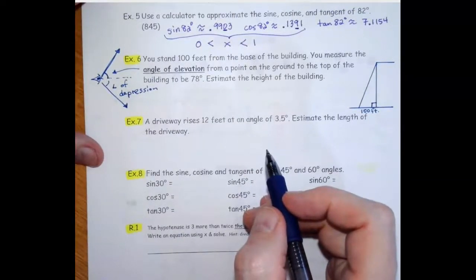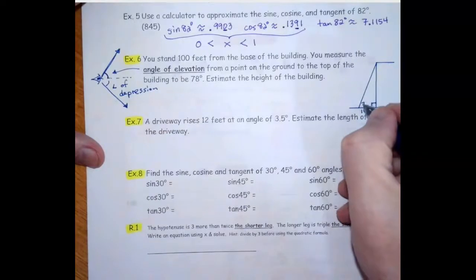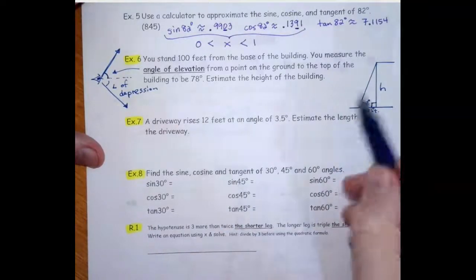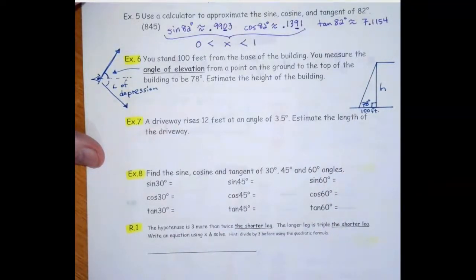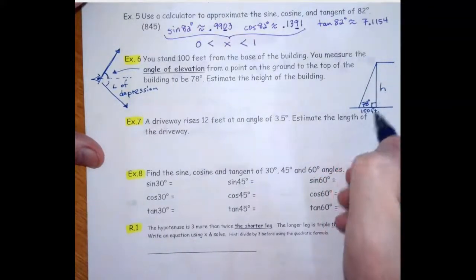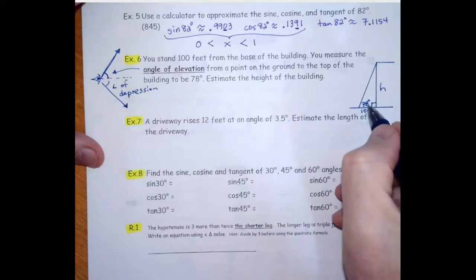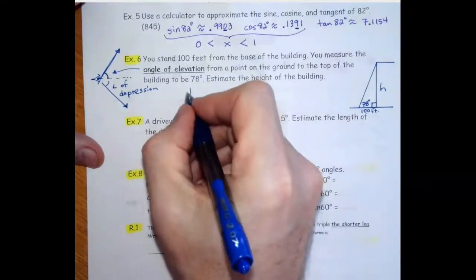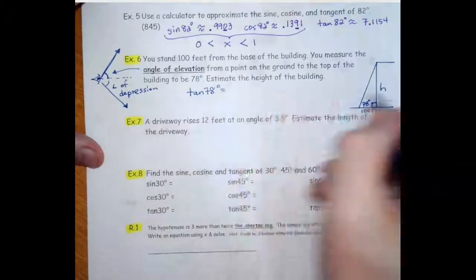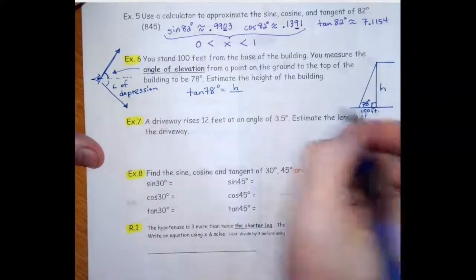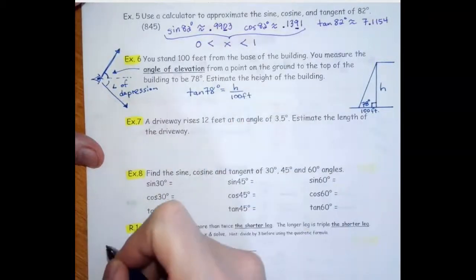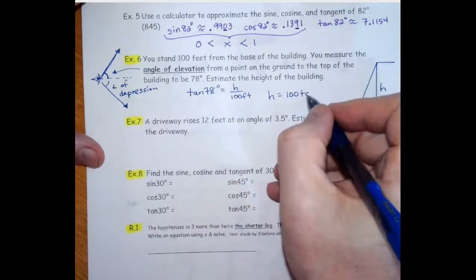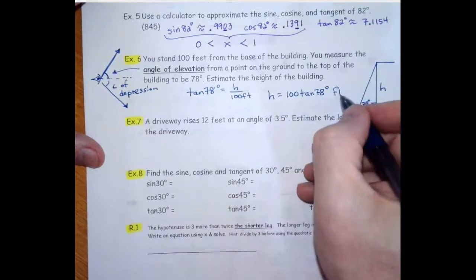So now if we look at that, so that looking up the building was 78 degrees. And it says estimate the height of the building. So now you draw the picture, you fill in the information, you fill in what you're trying to find, and then you set up a trig function. So what do we have here? We have this angle, this is opposite, and this is adjacent. So opposite adjacent is tangent. So we'd say the tangent of 78 degrees equals the opposite over the adjacent, which is 100 feet. So if we multiply both sides times 100 feet, we get that the height of the building is 100 times the tangent of 78 degrees feet.